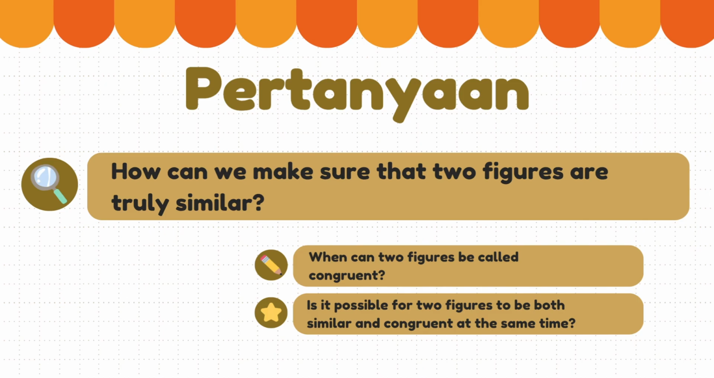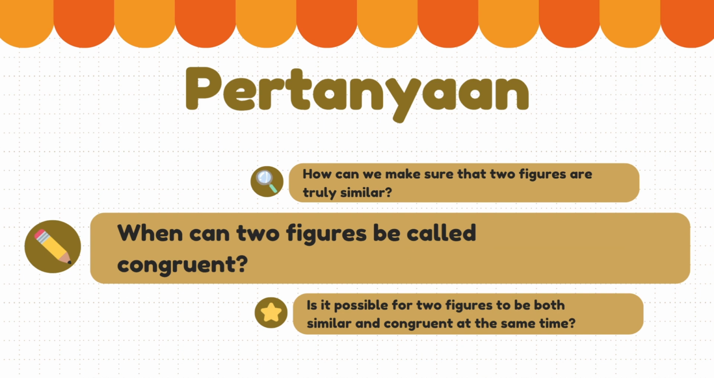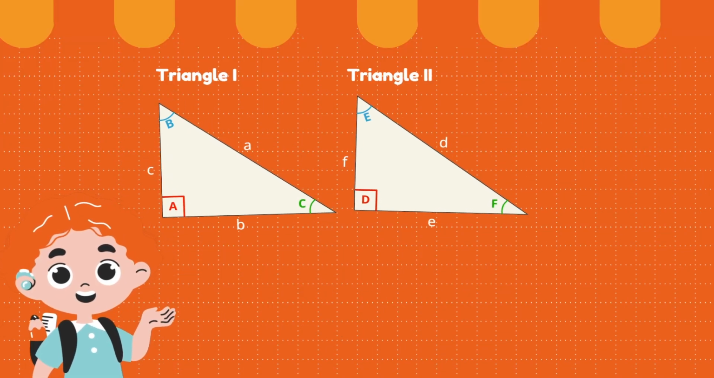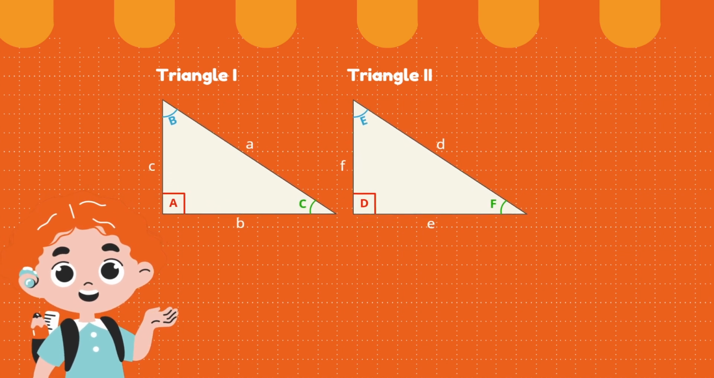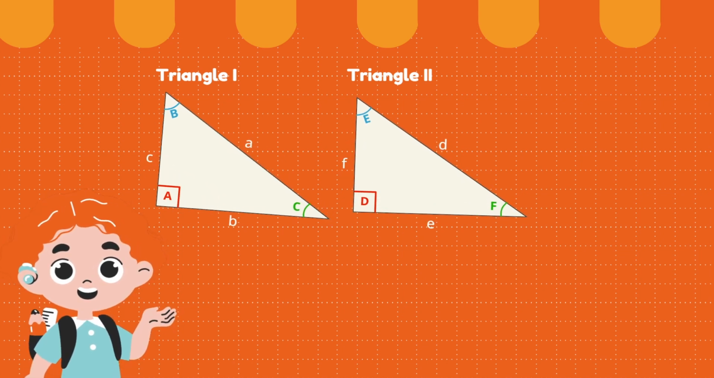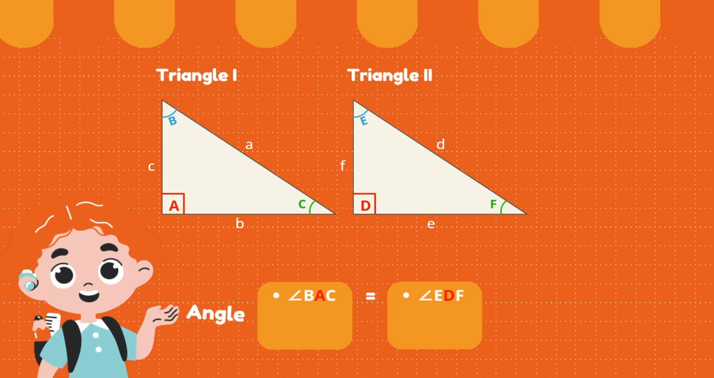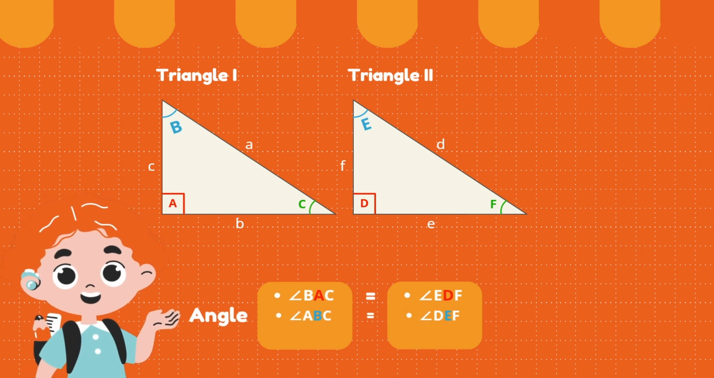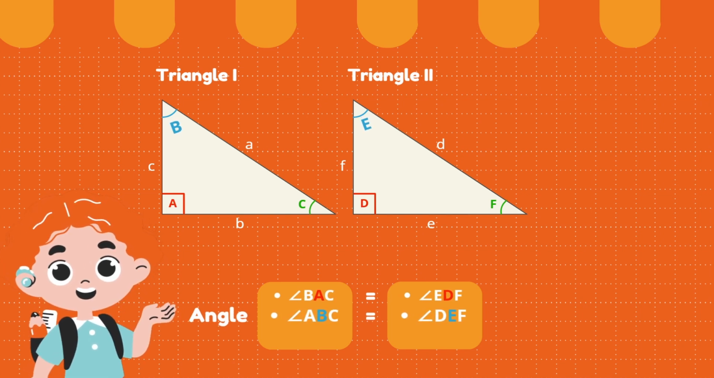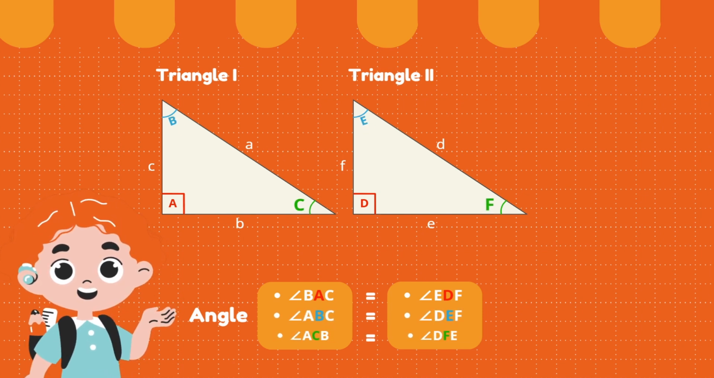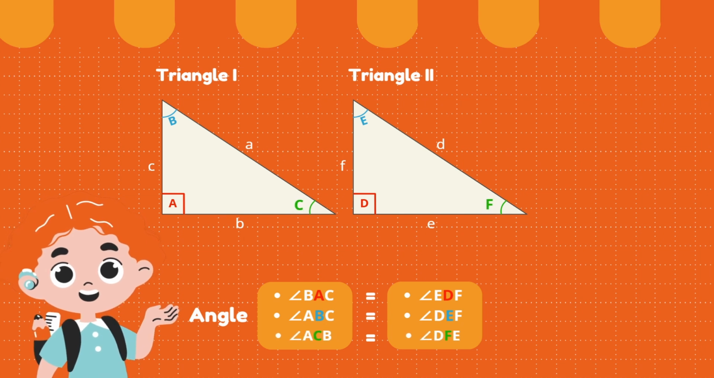And now, let's move on to the second question. When can two figures be called congruent? Again, consider these two triangles. The first condition is that their corresponding angles must be equal. There is angle BAC equal to angle EDF, angle ABC equal to angle DEF, and angle ACB equal to angle DFE.